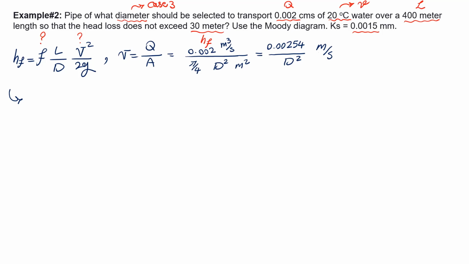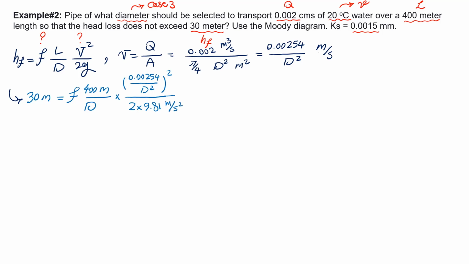So HF is 30 meters. F, I do not have the value for. Length of the pipe is 400 meters. Diameter, I do not have the value for. Times velocity, which I just calculated. Velocity in terms of diameter can be written as 0.00254 divided by diameter to the power 2, and the entire fraction to the power 2, divided by 2 times g, and g is 9.81 meters divided by seconds squared.